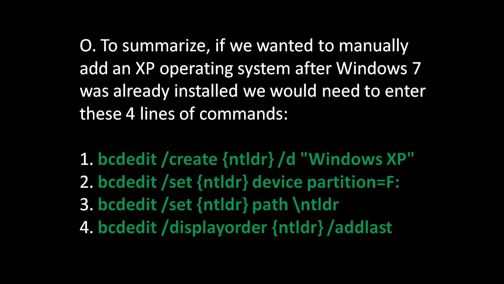Third, we want to use BCDEDIT /set ntloader or the UUID in curly braces path and then \ntloader to specify the path to ntloader on that partition. And finally, fourth, we want to use the command BCDEDIT /displayorder and then ntloader, or the UUID in curly braces, and /addlast to add that to the bottom of the menus in our BCD data store.